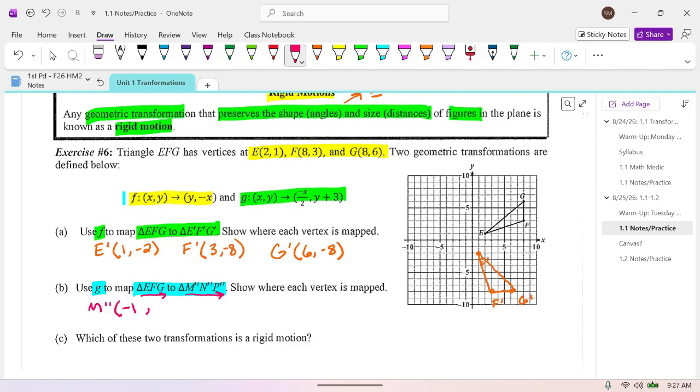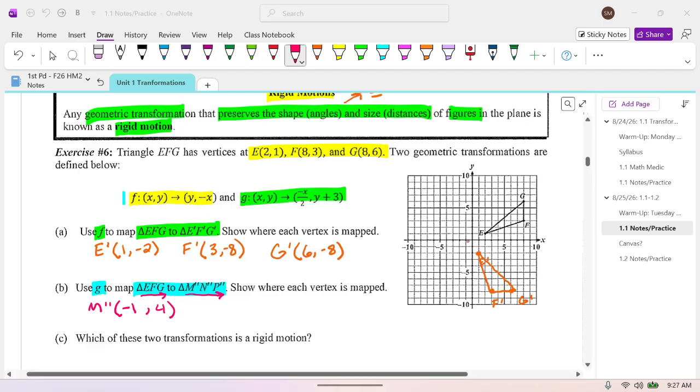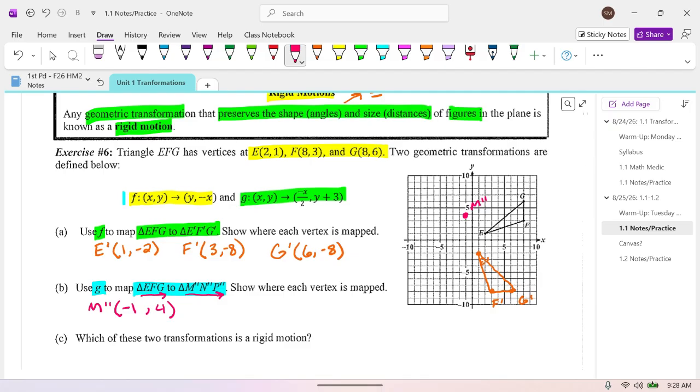Three to 1. 4. So M double prime is at negative 1, positive 4. And remember, make sure you're labeling your points, because if it was on a test and you did not label your points, I'm taking points off. All right. N double prime goes with point F.